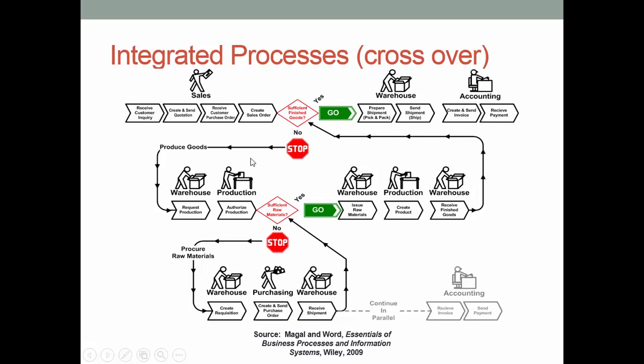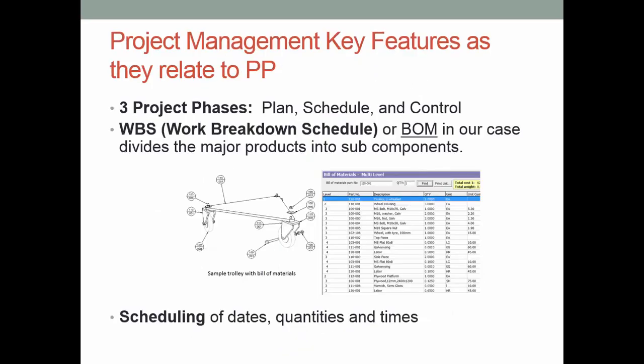If we don't have sufficient goods in stock, then of course it goes through the production process, which is what we're going to do, which is going to produce something. And if we don't have enough raw materials, it comes down through the procurement process, so that we have to create those purchase orders, get those raw materials in. Once we have sufficient raw materials, then we issue the raw materials, create the product, create those finished goods, and then it comes back up and goes through that sales process again towards the end. So we can see, based on this very simple example, that the process of creating a product crosses all sections of the organization. So what are the project management key features as they relate to production planning?